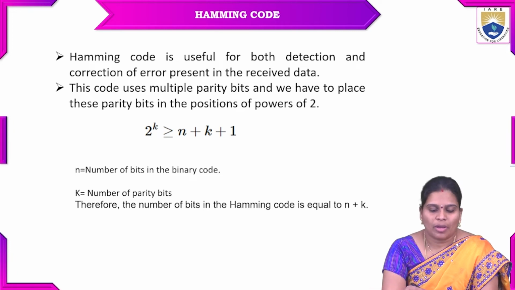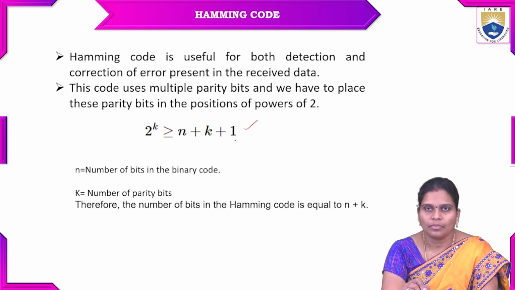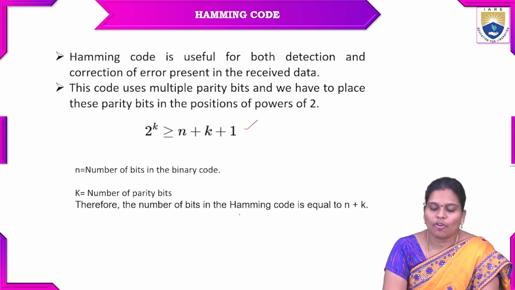So that is the formula: 2 power k greater than or equal to n plus k plus 1. Here n equals the number of bits in the binary code, and k equals the number of parity bits. So the number of bits in the Hamming code is equal to n plus k.